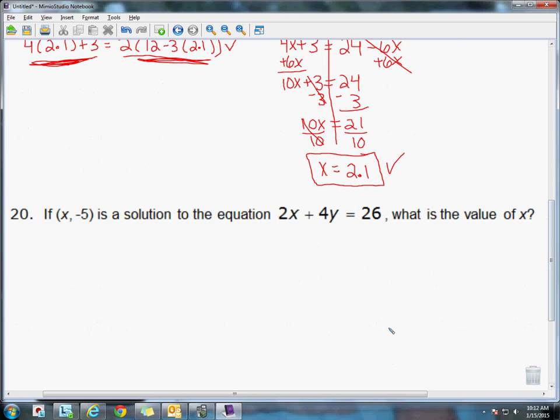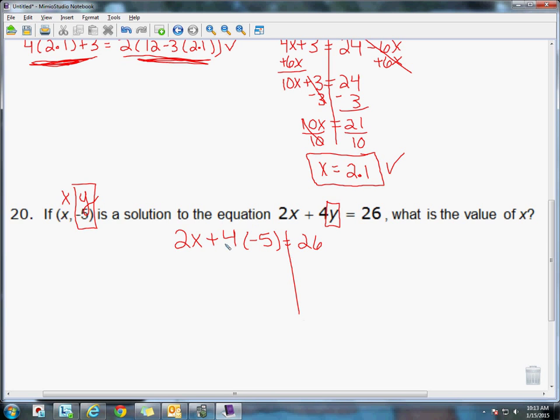All right, last one, number 20. If x comma negative 5 is the solution to the equation 2x plus 4y equals 26, what is the value of x? You can label this x and y. So we know that my y is negative 5. So that's what we're going to plug in. We have 2x plus 4 times that y value, negative 5, is equal to 26.